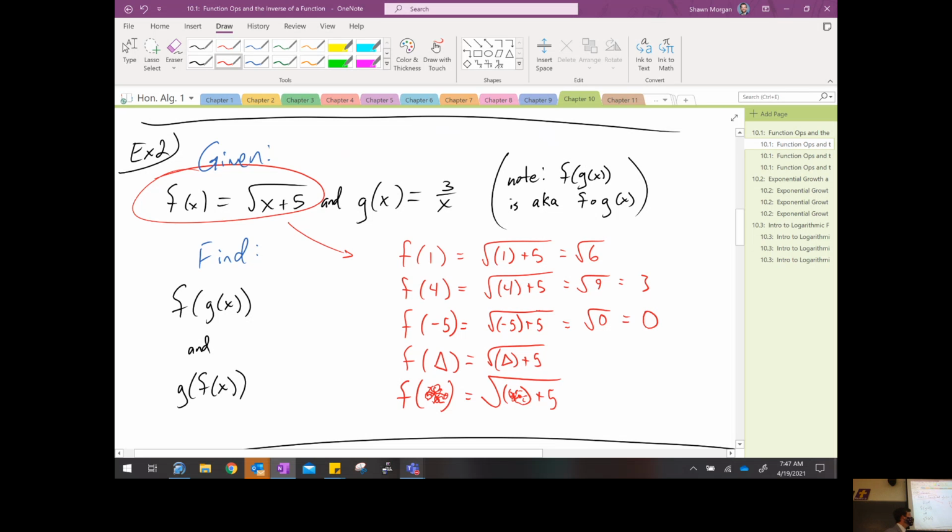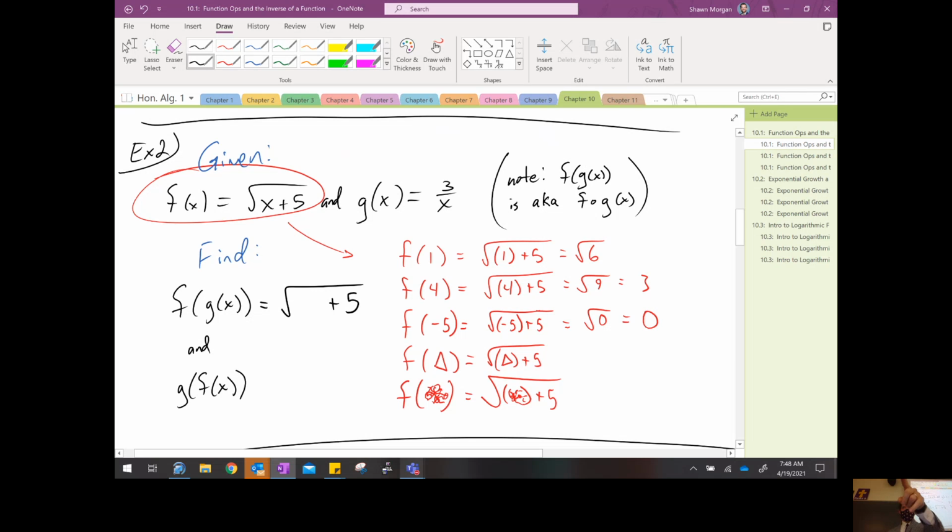Okay. So the rule says whatever's in the parentheses, add 5, take the square root. Add 5, take the square root. Add 5, take the square root. All right. So what if it's f of g? Square root of g plus 5. And that's all you have to think about. Again, what does the rule say? Whatever's in the parentheses, add 5 and take the square root of that. So if g is in the parentheses, we're going to say g plus 5 and then take the square root.